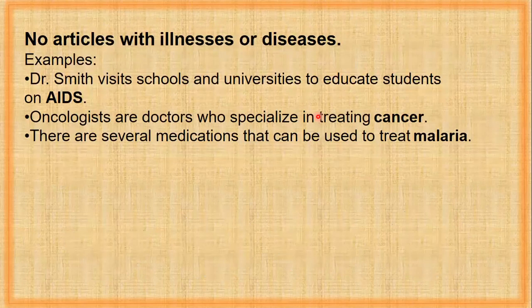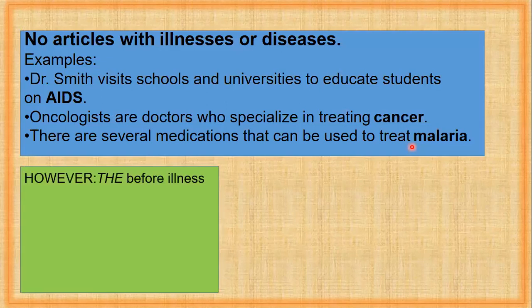Now, let's see some more exercises which are a bit tricky and which are also important at the same time from the perspective of using a, an, or the. Yes, it is true that we do not use articles in front of illnesses or diseases, as already said. For instance, Dr. Smith visits schools and universities to educate students on AIDS. One can notice there are no articles, and in front of cancer also no articles, in front of malaria also no articles. But having said that, obviously there are certain exceptions regarding which one has to be very careful.